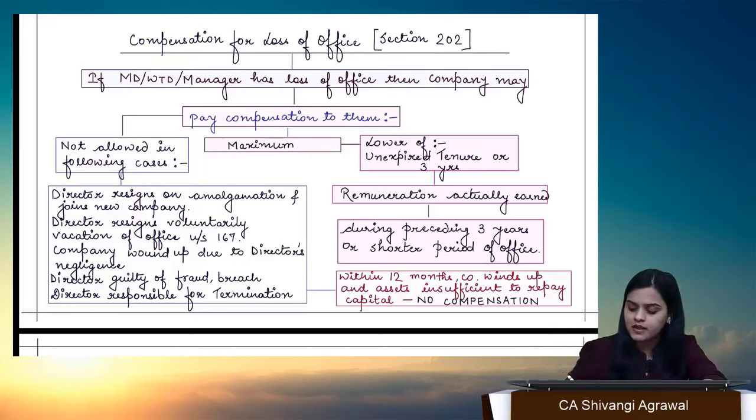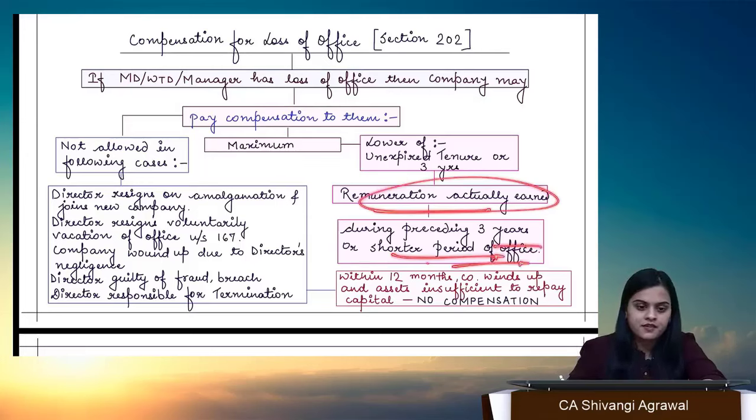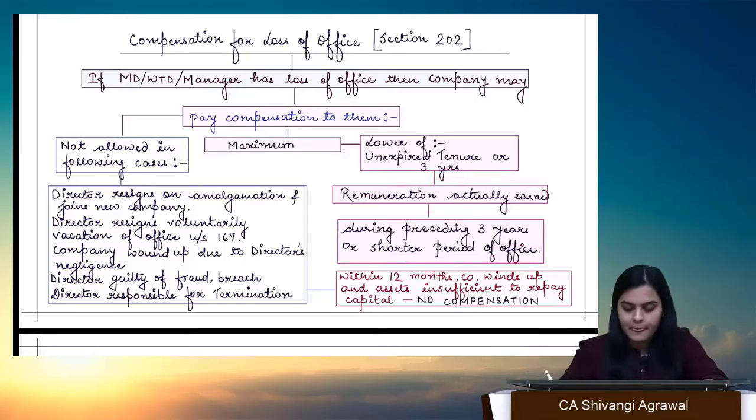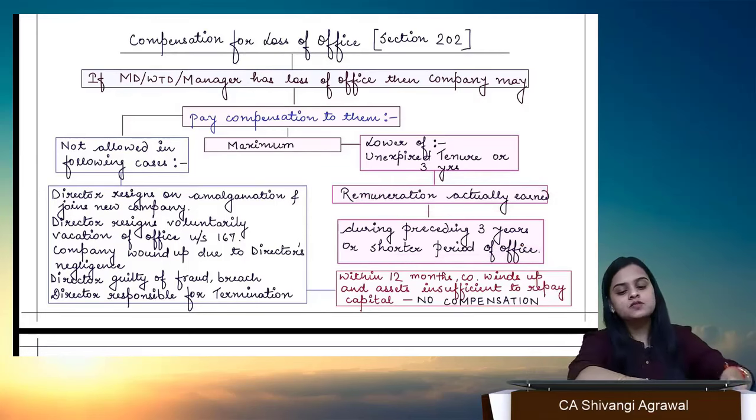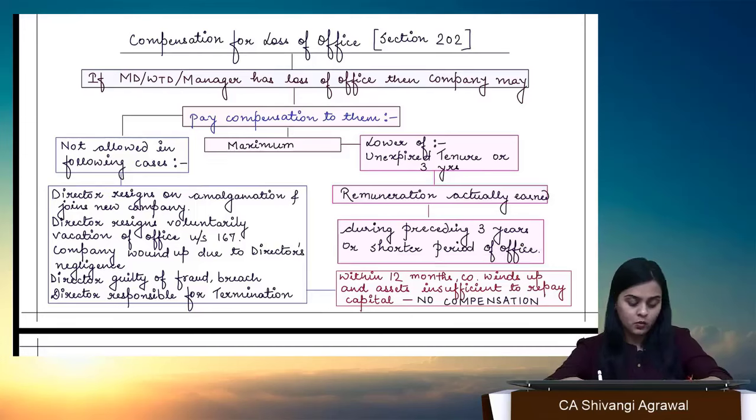What remuneration will I get, actually earned? How do I calculate it? Based on the average of 3 years' profit. If I have not worked for 3 years, then such shorter period. Okay. There are certain cases where this remuneration will not be allowed. What are the cases?